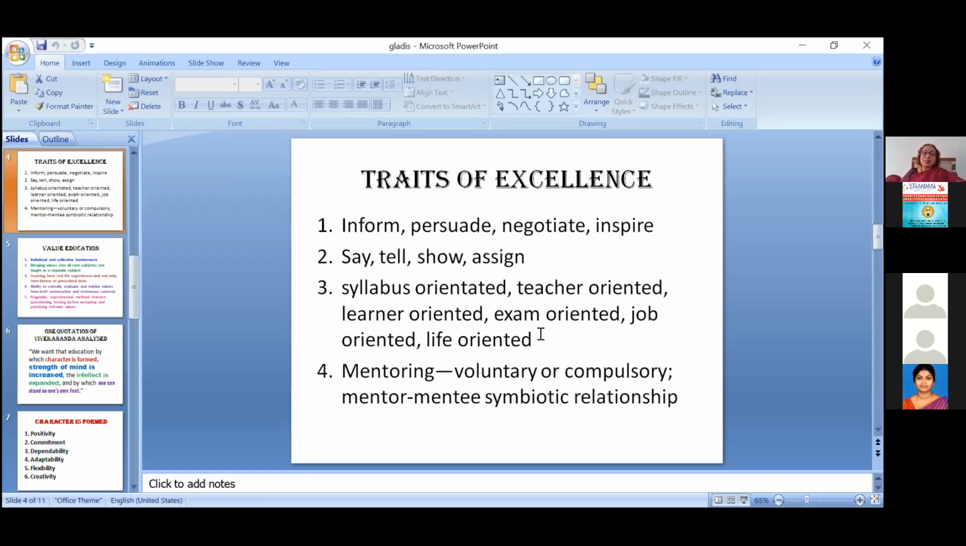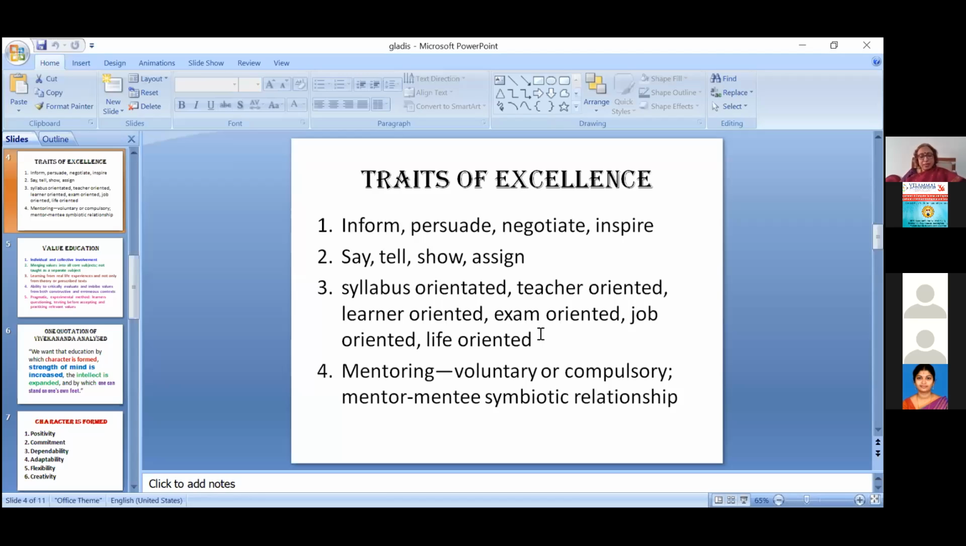Now we have the third one. I have already mentioned syllabus oriented. We often do this, finishing the syllabus. Teacher oriented, please depend on me. Whatever I'm telling you is the gospel truth. Don't go outside whatever I'm telling you. This is wrong. The teacher earlier, we have names like professor or such things. That is only for a mechanical job of teaching. That is not really a nice thing to do, because that is a teacher-oriented classroom.